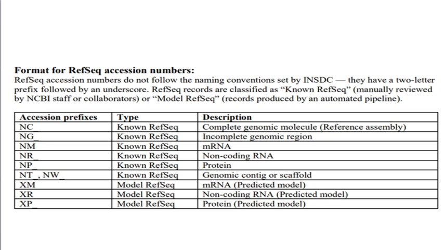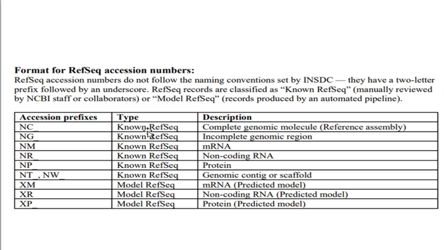It will contain numerous databases. So the RefSeq accession number consists of a 2-letter prefix followed by an underscore. And the RefSeq records are generally classified into two types. One is known RefSeq, which is manually reviewed by the staff working at NCBI or collaborators, whereas in model RefSeq, the records are produced by using an automatic pipeline.